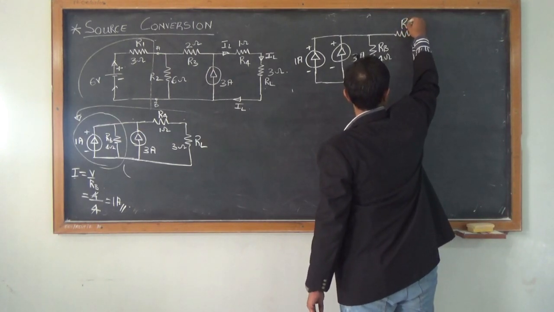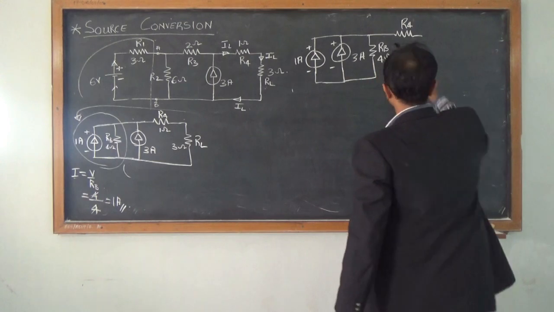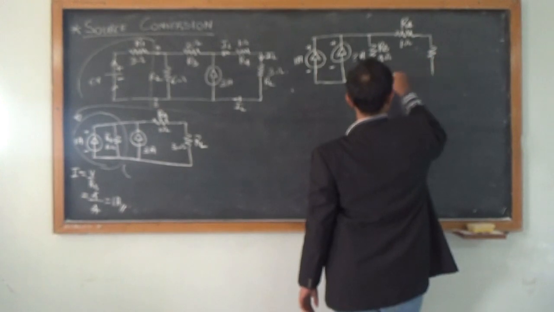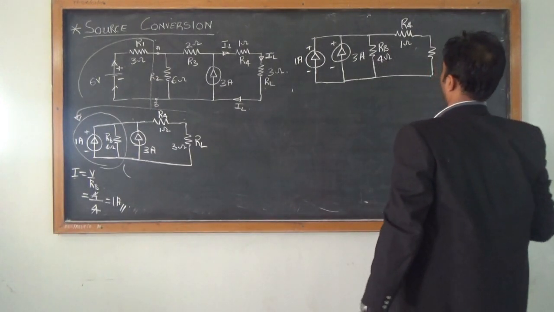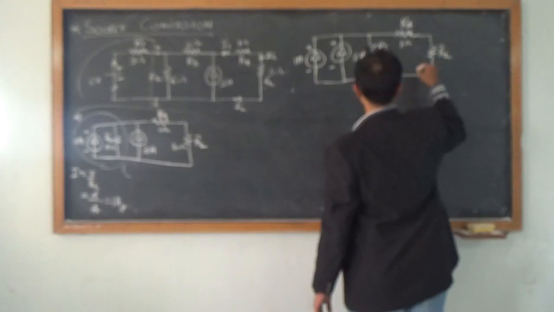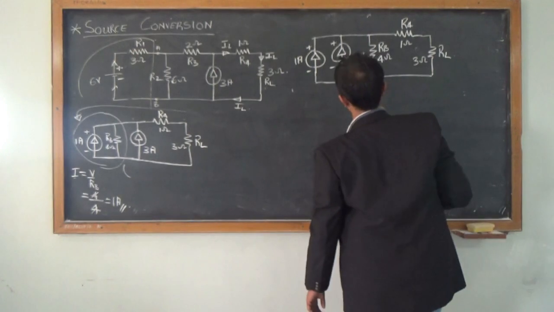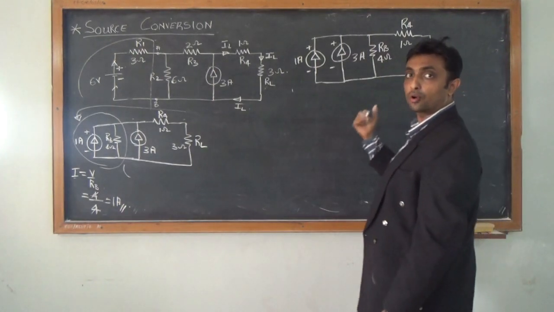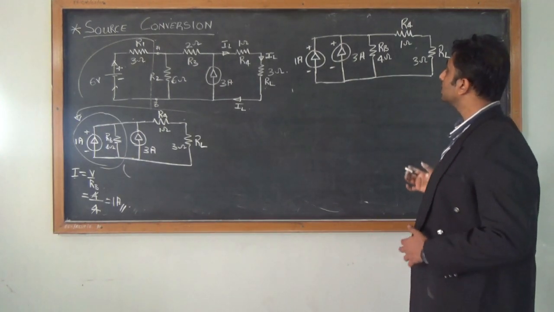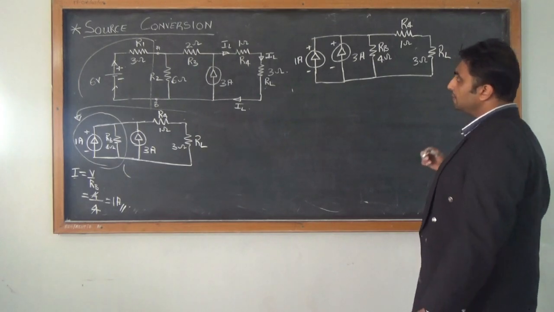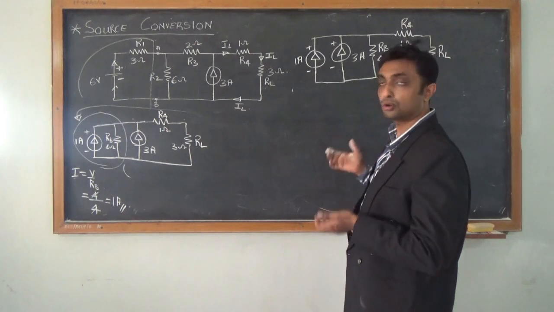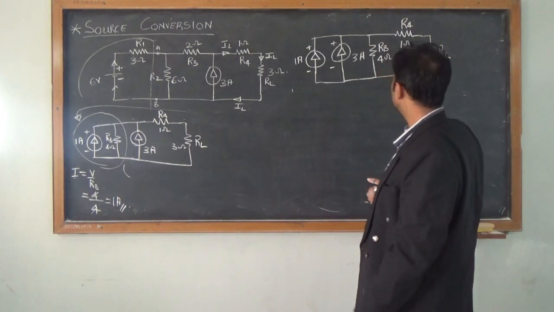So I have R4 of 1 ohm, and I have RL of 3 ohms. It's always important to keep drawing your figure, because when you draw your figure systematically, you will not forget any of the values. So even if it's a lengthy process, it's always advisable to redraw your circuit so that you don't miss out on any component.